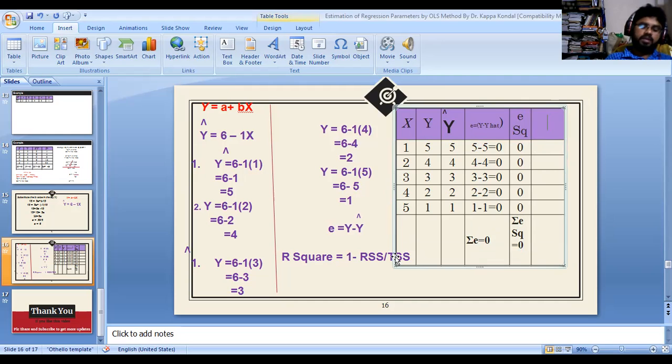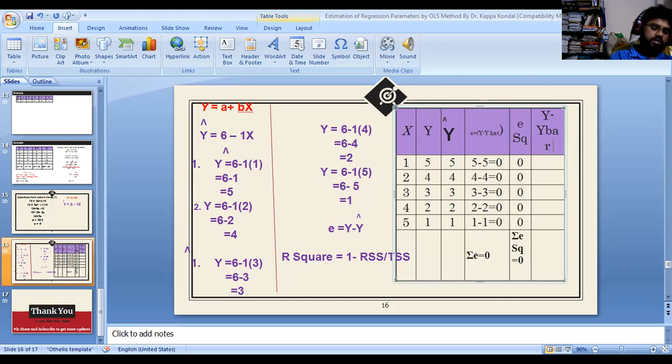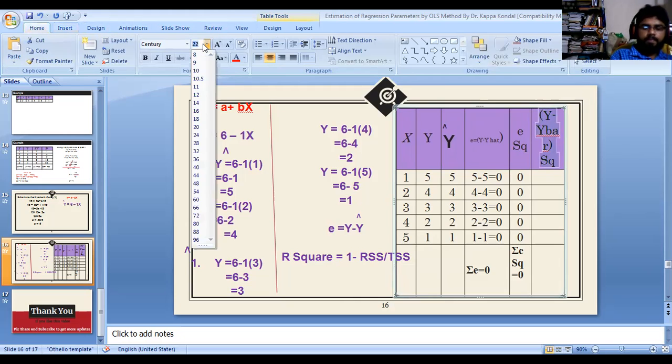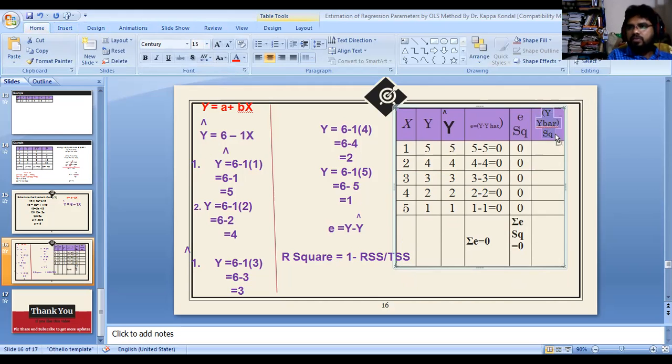So here y is nothing but the actual value of y, and y bar is nothing but the average of the y values. So y minus y bar square. So what is y here? This one. What is the y bar value? When you get the total value, it is 15 by 3. So 5 minus 3.